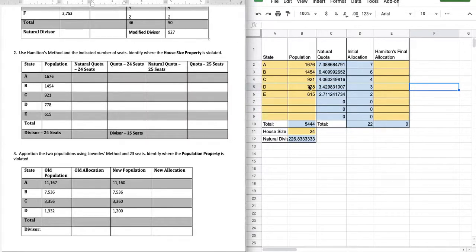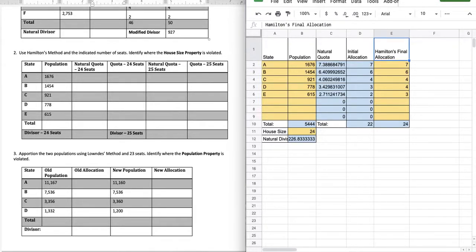Check those. We have initially 24 seats. We have my natural quotas there. Our initial allocation is 22. We need 24 seats. So who gets the additional ones? We look at the highest decimals. 0.3, 0.4, 0.42, 0.71. That goes to 3. 0.42 goes up to 4. Those were the extra 2, so that says 4, 6, and 7. All right. So state E had a decimal of 2.7. That is the highest, so that gets rounded up to 3.